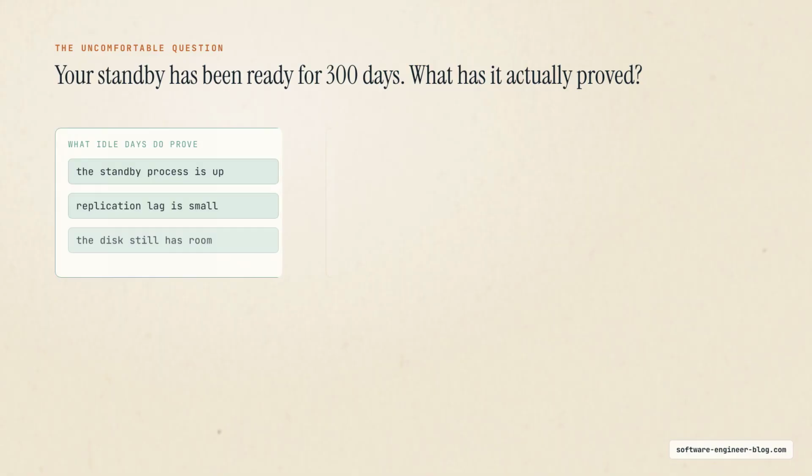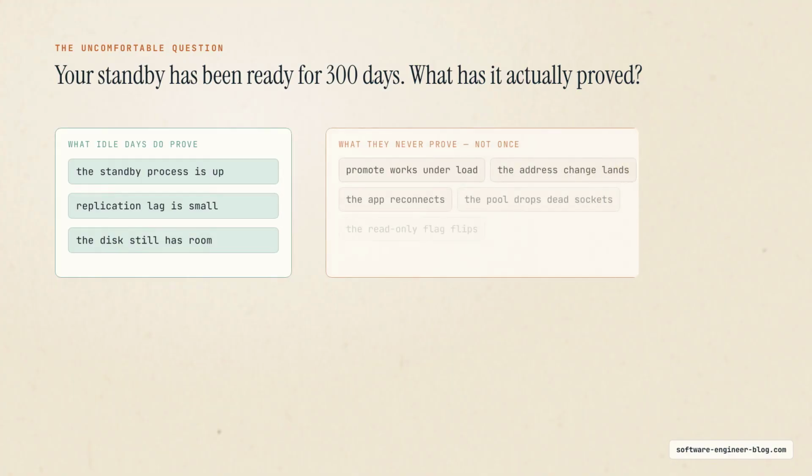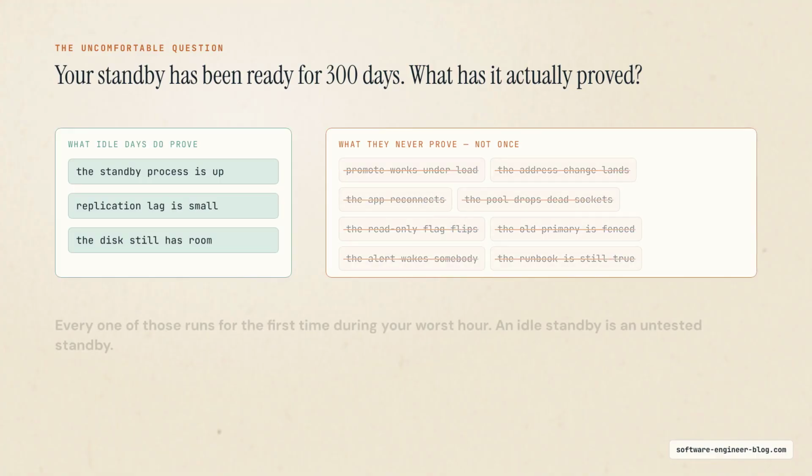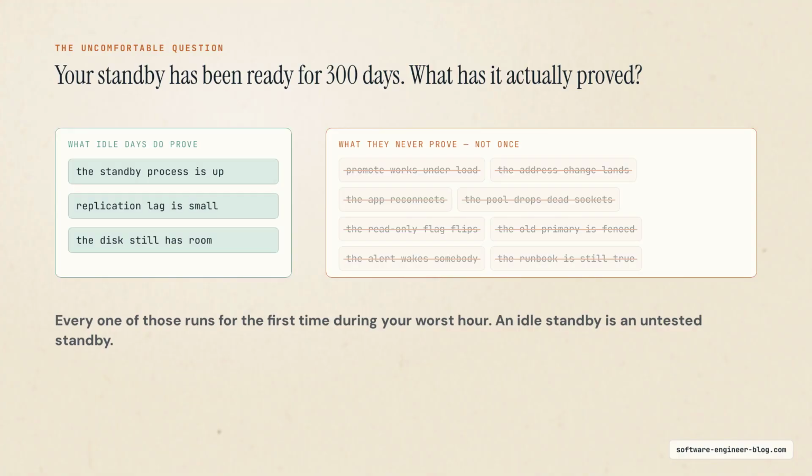A few real things, and they are worth monitoring. The process is running, replication is keeping up, there is disk space. But now look at everything it has not proved. That the promote command works while the machine is under load. That the address change actually reaches your clients. That your application reconnects instead of sitting there holding a pool of dead connections. That the alert wakes up a human being. Every single one of those runs for the first time during your worst hour. An idle standby is an untested standby.